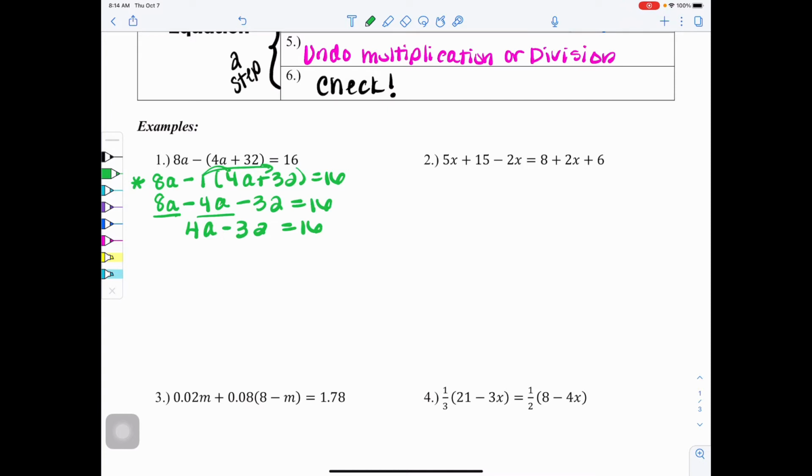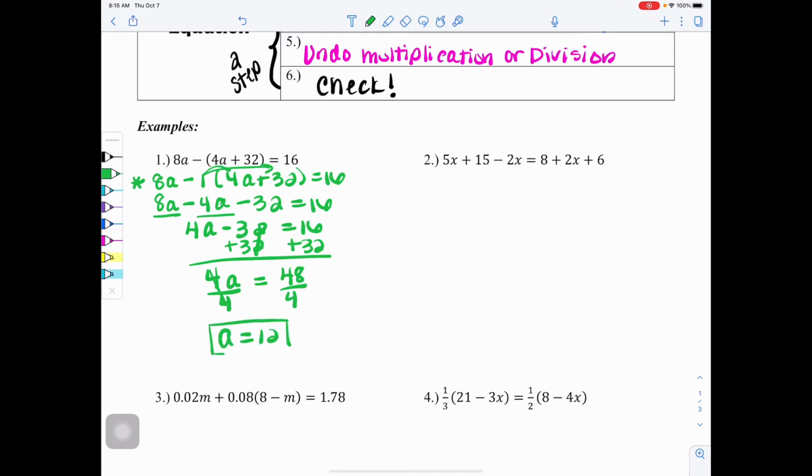So at this point, we want to get rid of the -32 by adding 32 to each side. So we have 4a equals 48. Then I want to undo multiplication or division. So here we have multiplication. 4 next to the a like that means to multiply. So we must do the opposite thing, which is to divide. We should divide both sides by 4. Always make sure you're dividing by the coefficient of that variable. So now I know that a is 12.